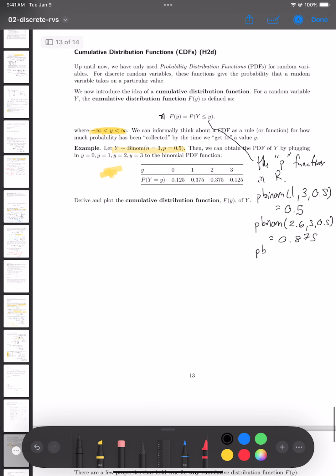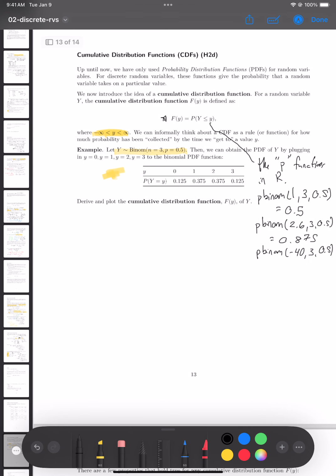Similarly, you will not get an error if you put in something like negative 40. The probability that Y is less than or equal to negative 40 for this example is 0. Y can't be less than or equal to negative 40. So you'll still get a value for the CDF. You won't get an error. You'll just get a 0 in this case.